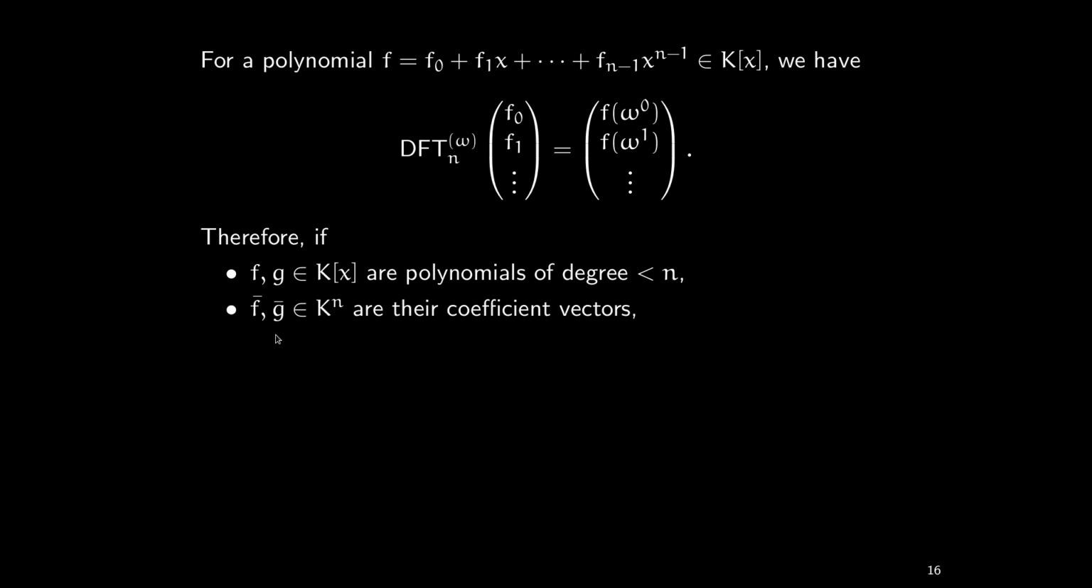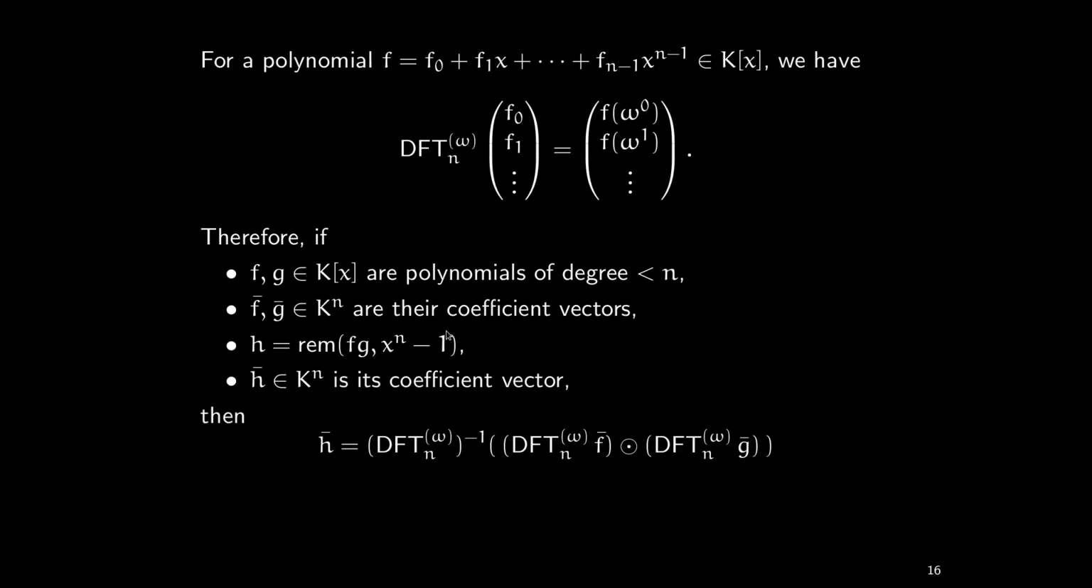and you denote by f bar and g bar their coefficient vectors, then you define as h the remainder of the polynomial division of the product by this polynomial x to the n minus 1, and let h bar be the coefficient vector of this polynomial. Then the DFT tells me how they are related. So we have this matrix vector product, which is exactly this evaluation. This one is the same for g.